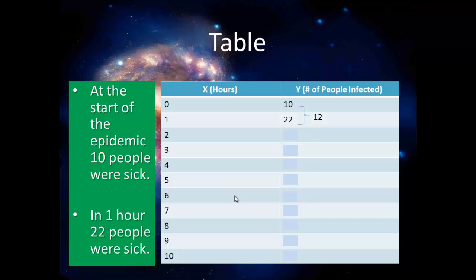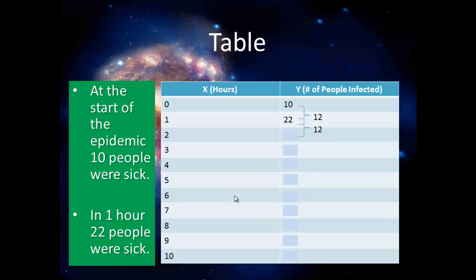Then we were also given that within 1 hour, 22 people were sick. So when X is 1, Y is going to be 22. And to find and predict the next numbers, you have to find the change in Y. So within 1 hour, 12 more people got sick because 10 plus 12 equals 22. So with that information, we were able to find the rest of the hours and how many people were sick in the future.